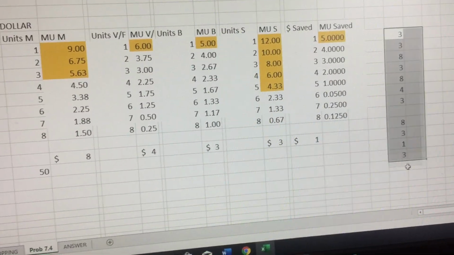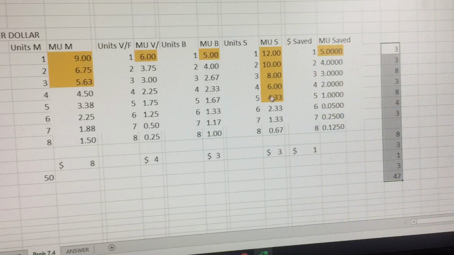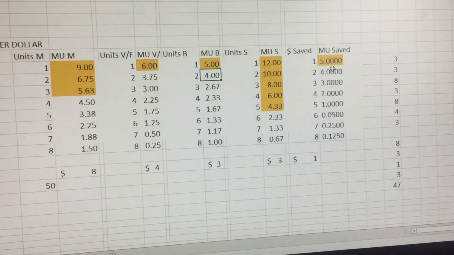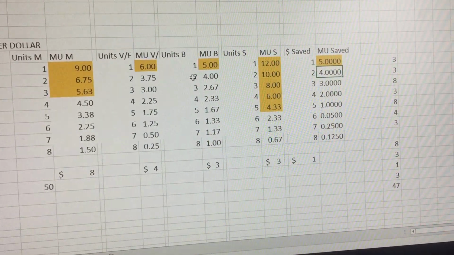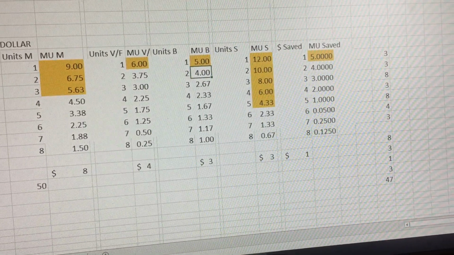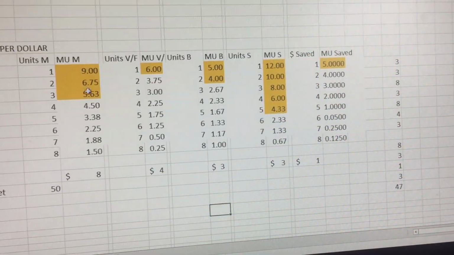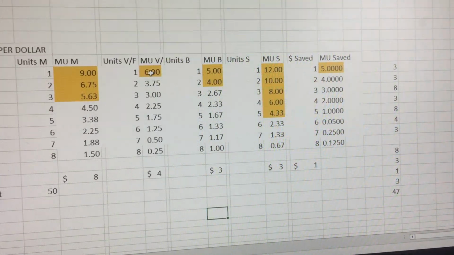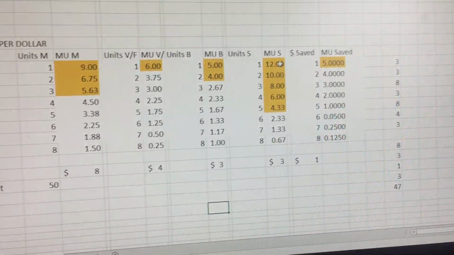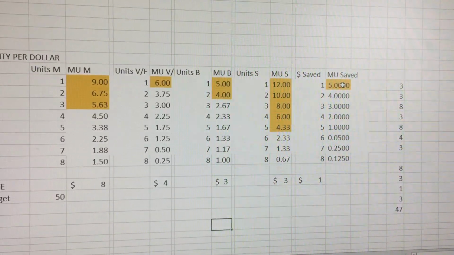I better add it all up again and make sure I know what I'm doing here. $47, I've got $3 left. I can either spend that on bread or savings, and I'll spend it on bread, and that'll finish us off. So one more bread. This tells me that I maximize utility when I go to the store by buying 3 meats, 1 unit of vegetables, 2 units of bread, 1, 2, 3, 4, 5 units of snacks, sounds like a college student, and 1 unit of savings. I save $1, I don't spend it.